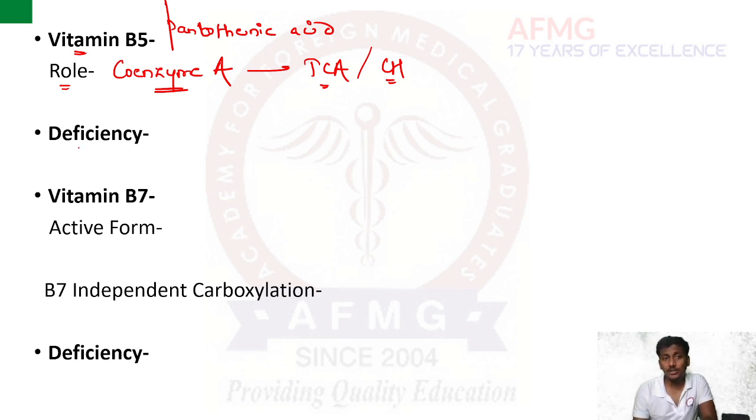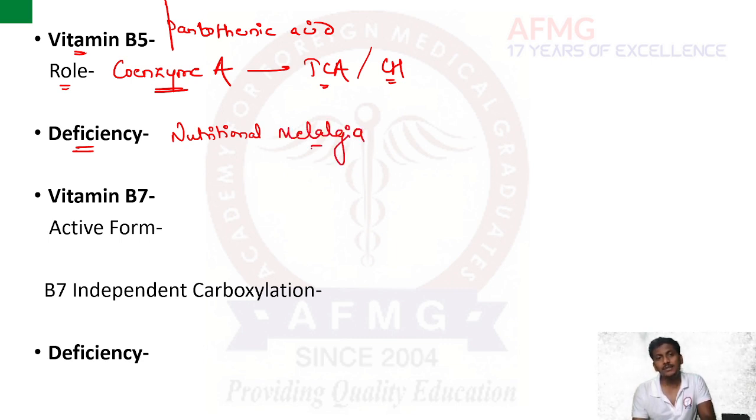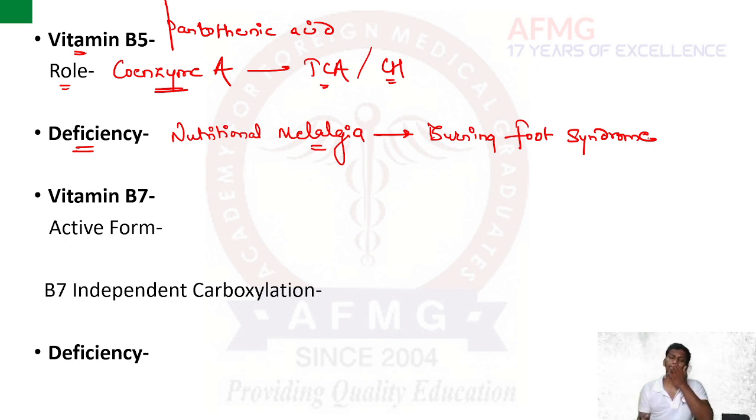If there is deficiency of pantothenic acid or vitamin B5, the patient would suffer from something called nutritional melalgia. Melalgia means limb pain, and as it is due to nutritional deficiency of vitamin B5, it is called nutritional melalgia. There is a burning sensation in the foot of this patient, therefore it is also known as burning foot syndrome, sometimes also referred to as Gopalan's burning foot syndrome. So burning foot syndrome or nutritional melalgia are features of vitamin B5 or pantothenic acid deficiency.